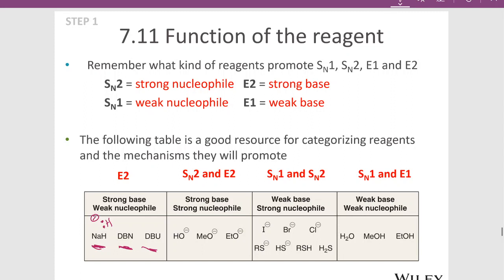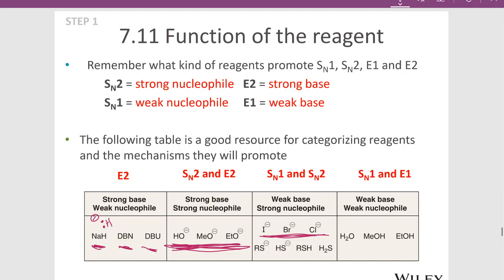Also we have hydroxide, methoxide, and ethoxide. These oxygen species generally act as nucleophiles, so they can act as strong bases and strong nucleophiles. They're not limited to just being strong bases. Then we have the halides, bromide, iodide, and chloride, that can act as weak bases, but they're strong nucleophiles. Why are these weak bases? They're weak bases because they are the conjugate bases of strong acids.